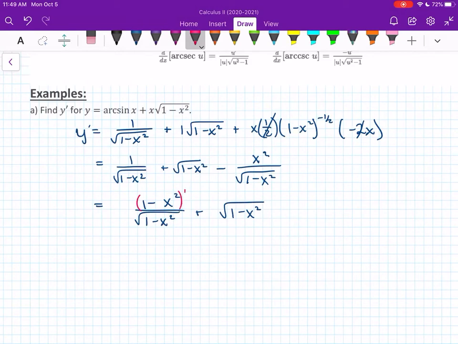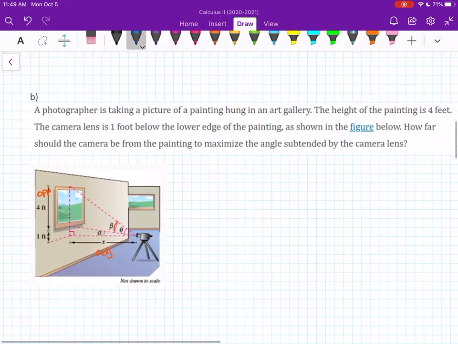If I look at that first fraction and think about the numerator having an exponent of 1, the denominator having an exponent of 2, they're like bases. I can go ahead and subtract those exponents. And then I get 1 minus x squared to the 1/2, or square root of 1 minus x squared, plus another square root of 1 minus x squared, gives me 2 times the square root of 1 minus x squared as my final answer. Fantastic.